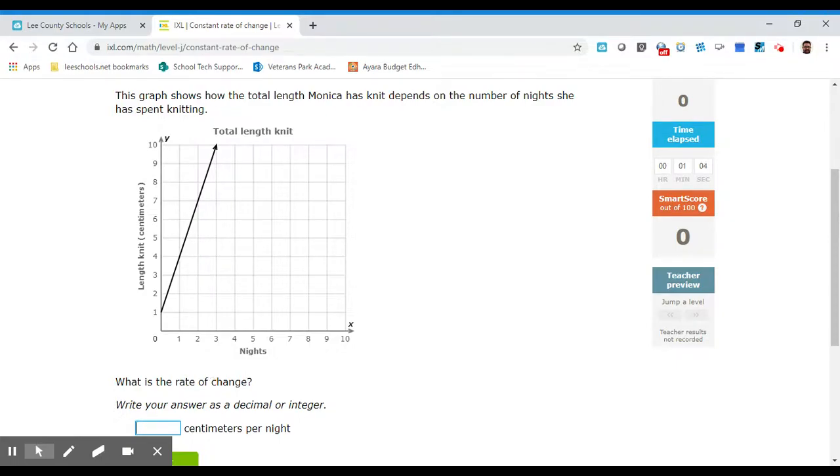Now, rate of change or constant rate of change is the same thing as slope. Say that one more time. Rate of change or the constant rate of change is the same thing as slope. And we know that slope is the same thing as rise over run.